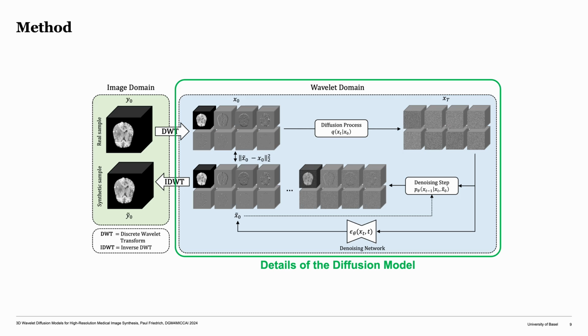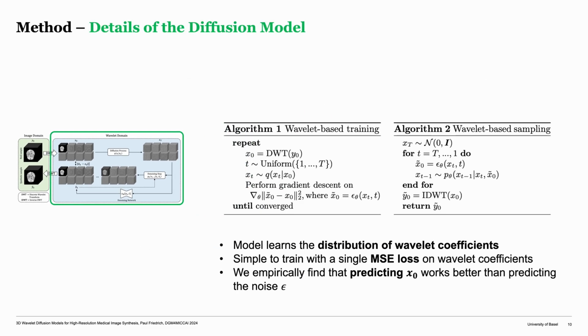Let's now have a look into how to train a diffusion model on these wavelet coefficients. The task of the diffusion model is to learn the distribution over the wavelet coefficients. To do so, we train a neural network to remove noise from previously noised wavelet coefficients. This network is trained with a simple MSE loss over the wavelet coefficients. We empirically found that directly predicting the denoised wavelet coefficients worked better than predicting the noise that we would need to remove to obtain a slightly denoised version of these coefficients.